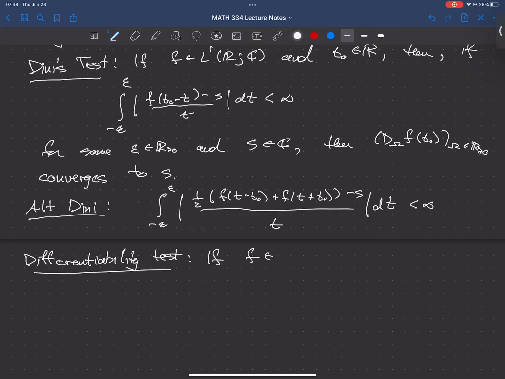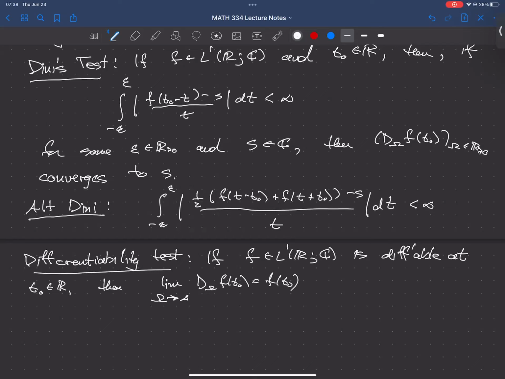So if f is in L1, and is differentiable at t naught, then this family of partial integrals converges, and moreover, the convergence is to f. Okay.